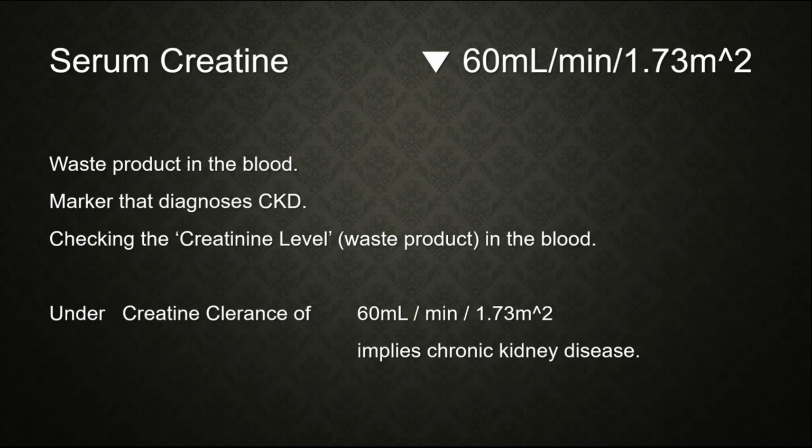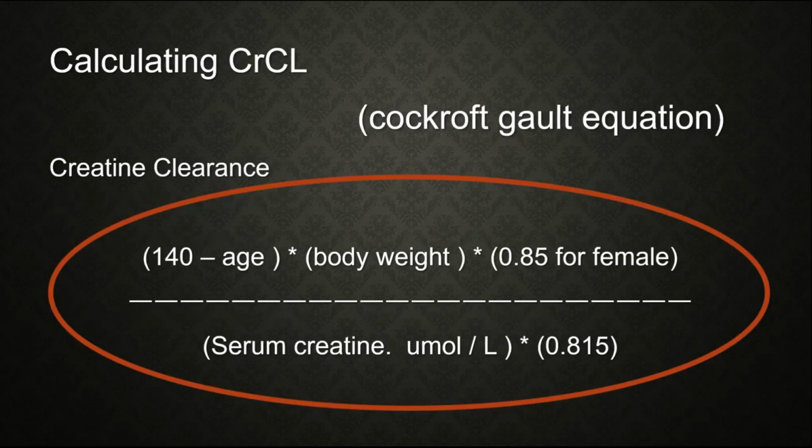Serum creatinine is under 60 milliliter. It is a waste product in the blood, a marker that diagnoses CKD, by checking the creatinine level in the blood. So a creatinine clearance under 60 milliliter implies chronic kidney disease. Calculating creatinine clearance by the Cockcroft-Gault equation is as follows.